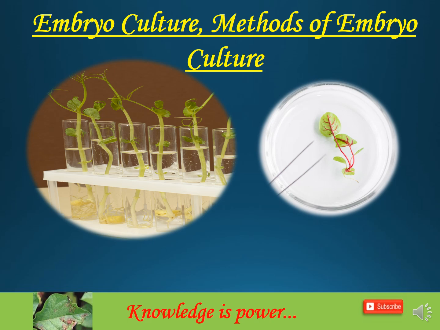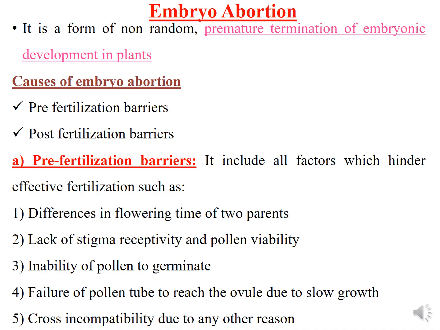Today in this lecture I am going to explain about embryo culture and the different methods of embryo culture. Why do we have to do embryo culture? Because in some species we can observe embryo abortion. Then why does this embryo abortion happen and what is it? Embryo abortion means premature termination of the embryonic development in plants.